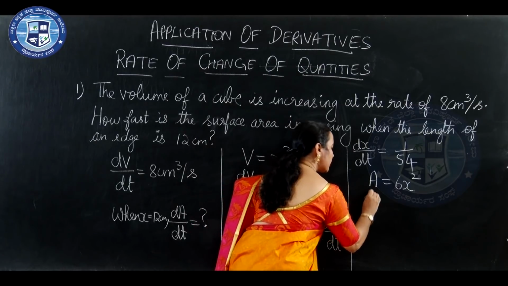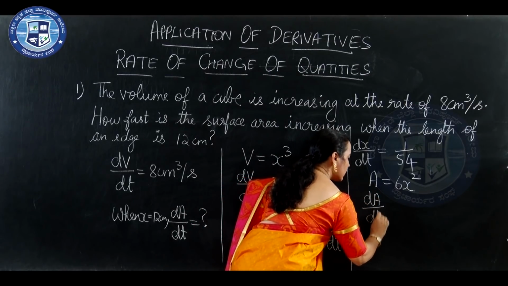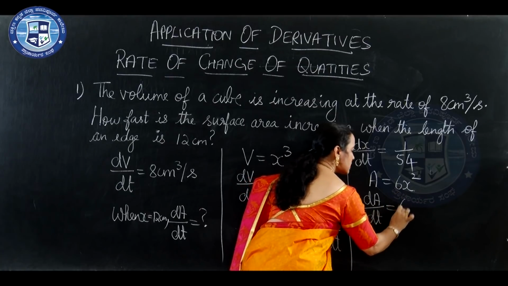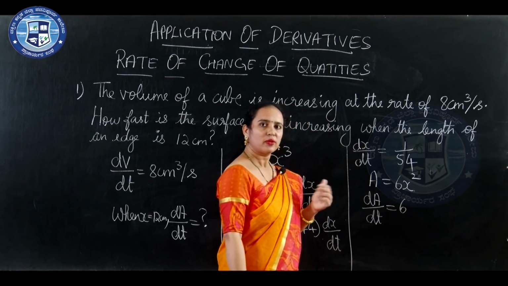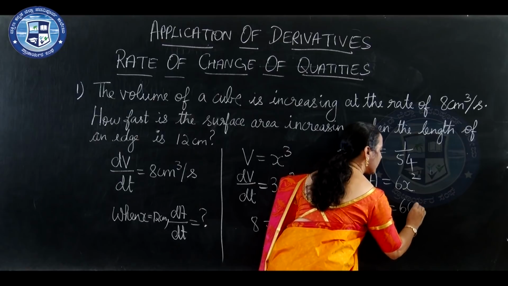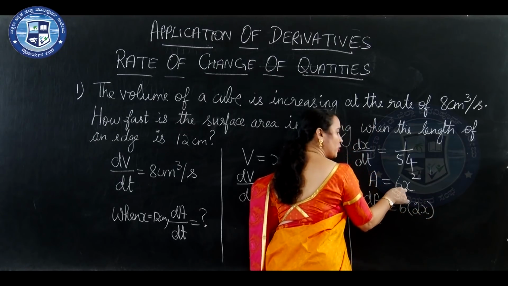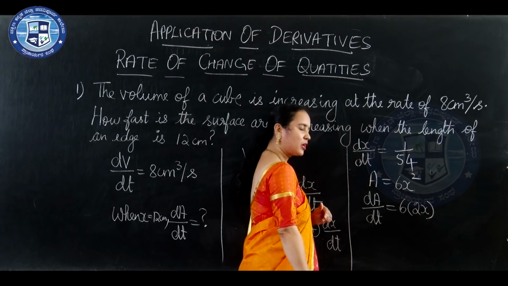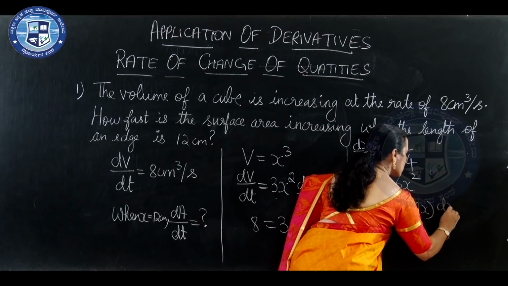Now, differentiate area with respect to time. So, 6, keep it as it is, x square when you differentiate, you will be getting 2x and you are differentiating x with respect to t. So, dx by dt.